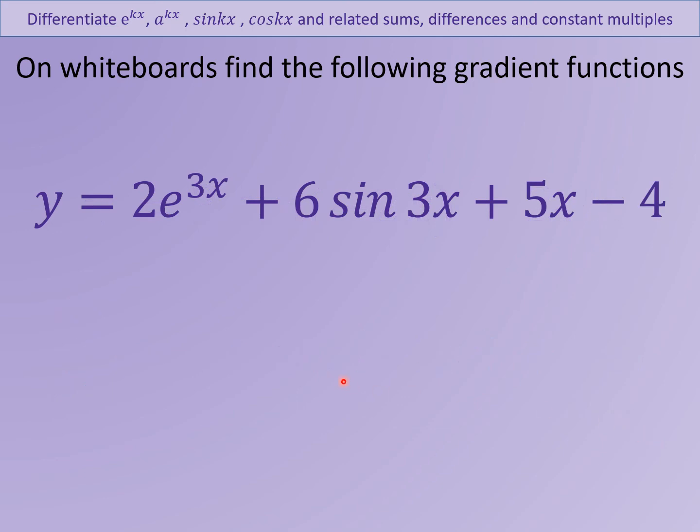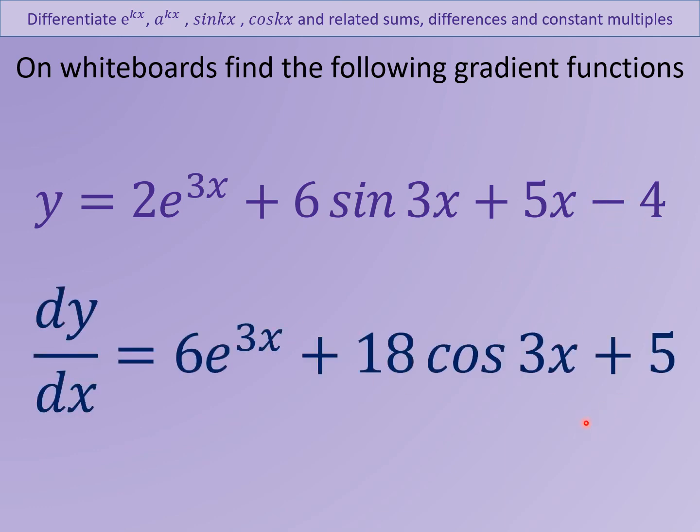Right, last one then. Have a go at this. Just pause it there. See what you would have got then. So 3 comes to the front to make 6e to the 3x. This 3 can come to the front here, so you've got 3 times 6. So 6, 12, 18. Sine goes to positive cos, so you've got 18 cos 3x. 5x just goes to 5, and of course any constant value like minus 4, just differentiate it to 0. So well done if you managed to get that as your final answer.